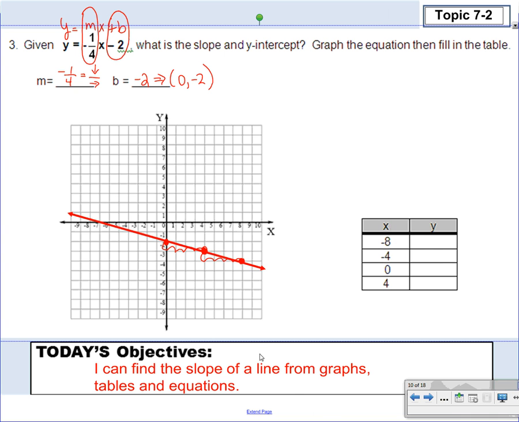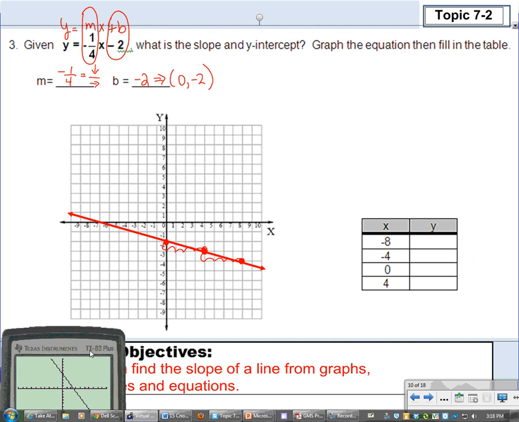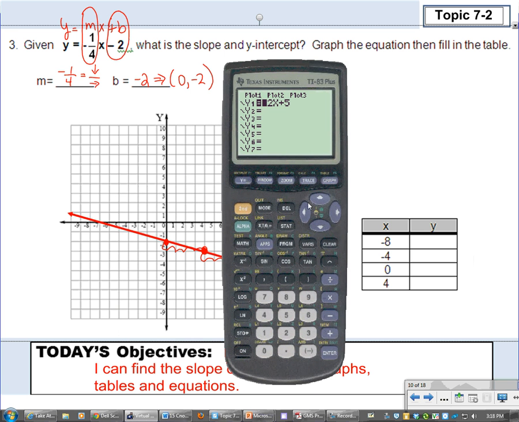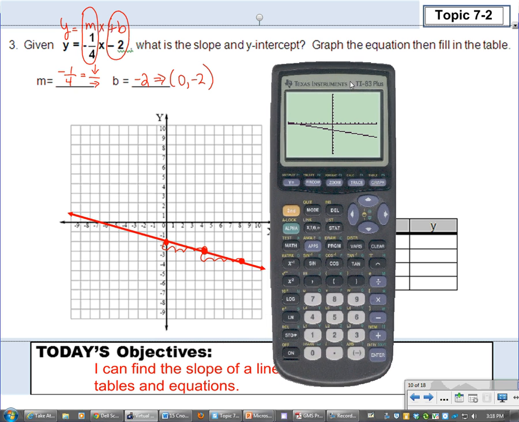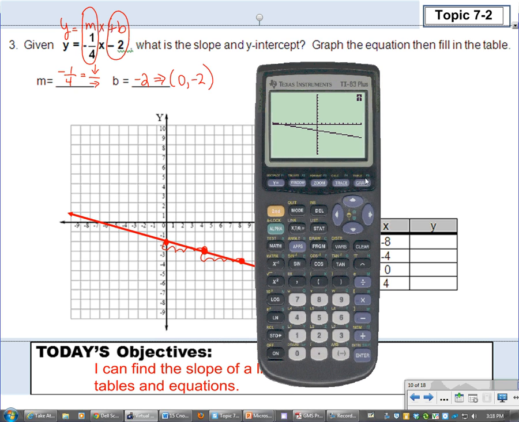Now we'll fill in our table using our calculator. Let's go to y equals. We'll clear out what's in there. We do have a fraction, so this time we'll put in parentheses, -1 divided by 4. Remember the negative, put it with the top number. Close the parenthesis and then the x, minus 2. Check the graph. Let's see if we have a similar graph. It looks very similar to what we have on our paper. And last is going to check the table.